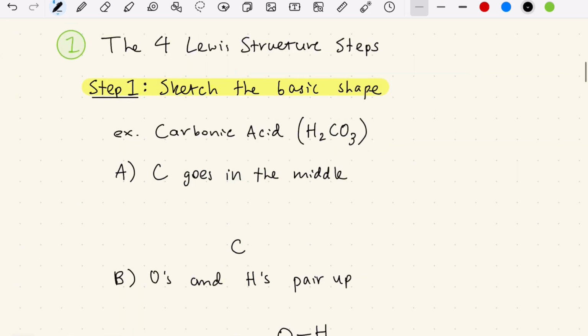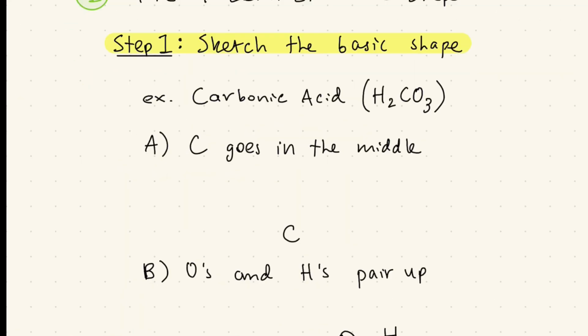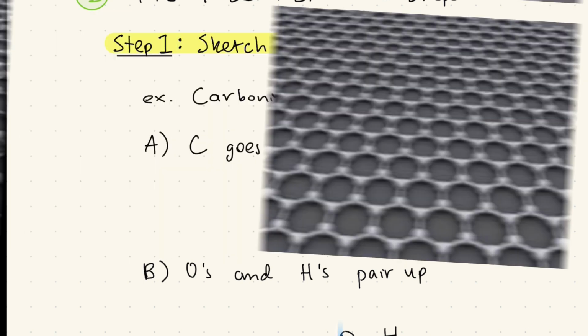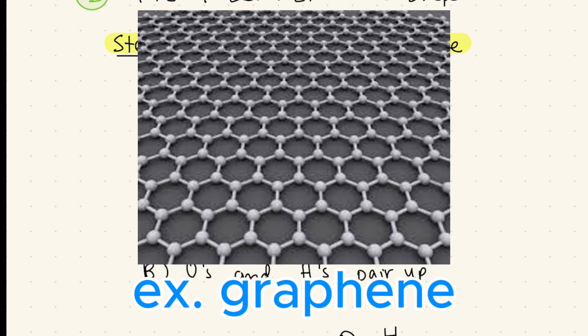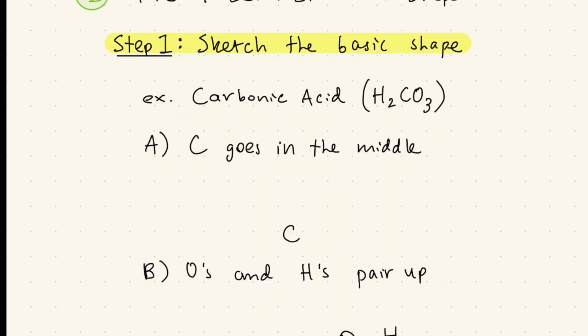So let's start with the 4 basic steps. The first thing we want to do is sketch the basic arrangement of atoms in the structure. So using carbonic acid, H2CO3, as our example here, the first thing we want to do, always, more or less, is put carbon in the middle. Carbon likes to make lots of stable bonds and is relatively electropositive, so it's best suited to go in the middle of the Lewis structure.